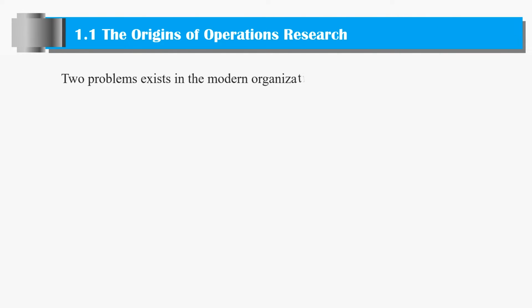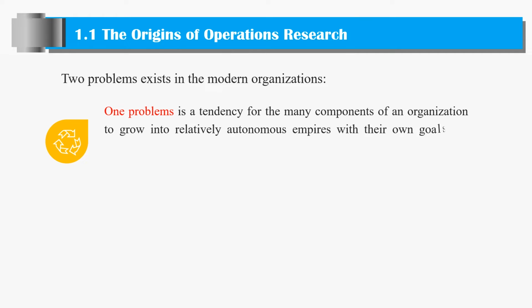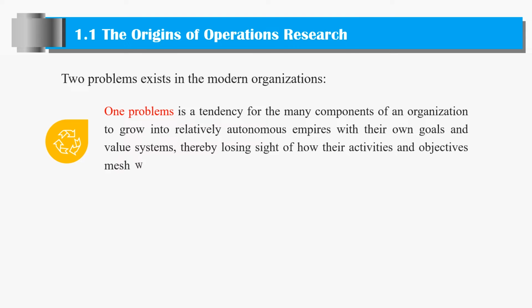2 problems exist in modern organizations. One problem is the tendency for the many components of an organization to grow into relatively autonomous empires with their own goals and value systems, thereby losing sight of how their activities and objectives mesh with those of the overall organization.